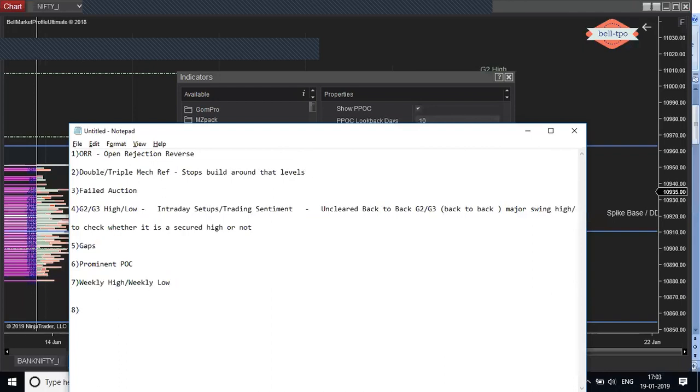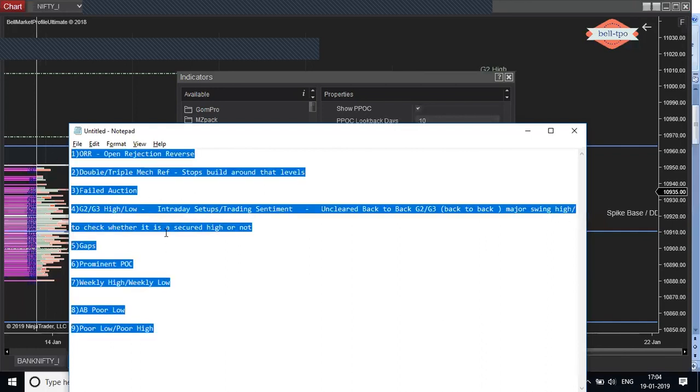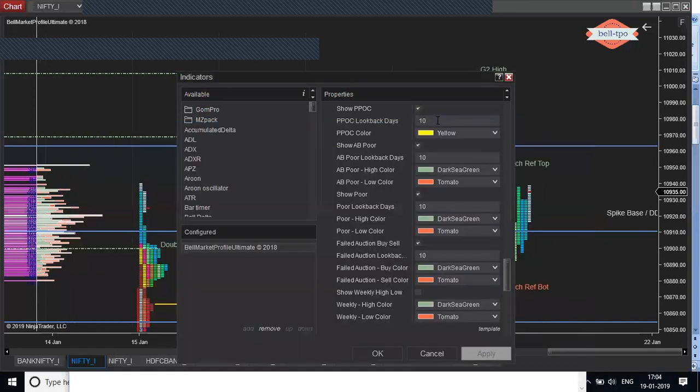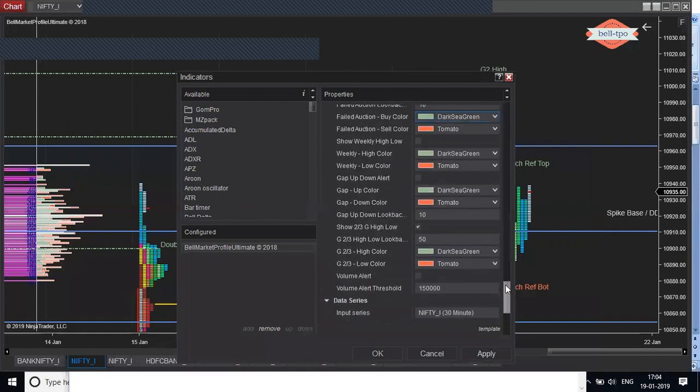The eighth one is AB poor low, which is a very special kind of poor low or poor high that has higher odds of clearance. The ninth one is poor low or poor high alone. So you get these nine features as reference levels, and you can control the length of those references. If you don't want, say, failed auction, you can simply turn it off by unchecking it. You can also select a different text color over here.